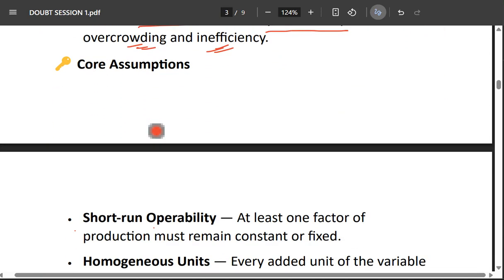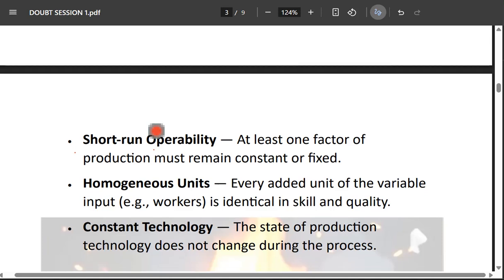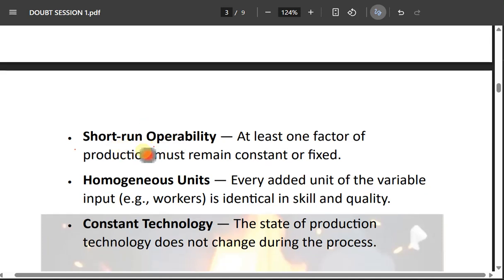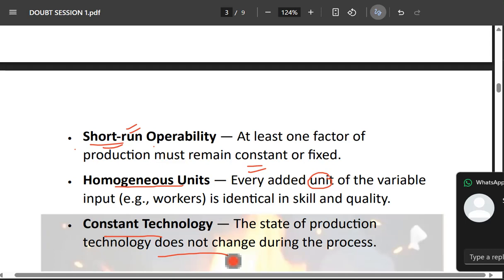So what are the assumptions we have to make here? The things are short run. The period we are considering is the short run, so at least one factor of production must be constant. There is a homogeneous unit. Whatever units we are considering, it is homogeneous, meaning a single type. Whatever unit we are adding as an extra addition is homogeneous. Then there is a constant technology. The technology is not changing. These are the assumptions we make while considering this law to be working. Okay.